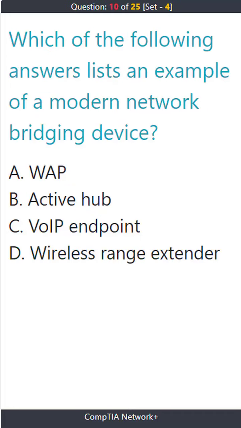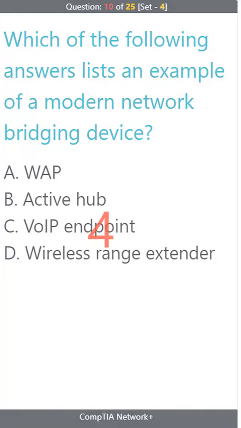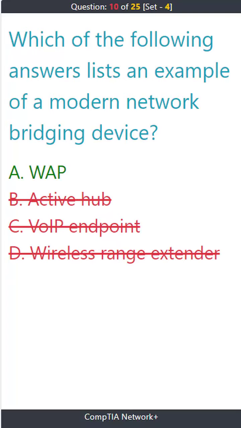Question 10. Which of the following answers lists an example of a modern network bridging device? A. WAP. B. Active hub. C. VoIP endpoint. D. Wireless range extender. The correct answer is A. WAP.